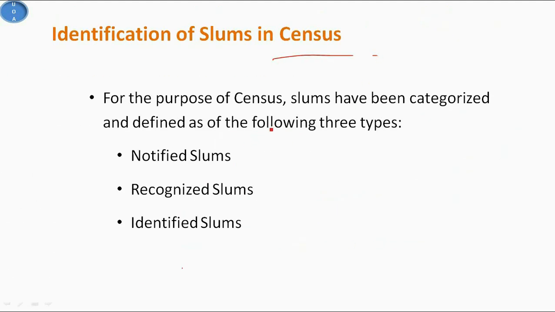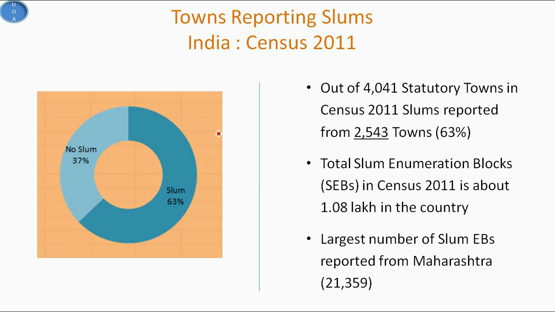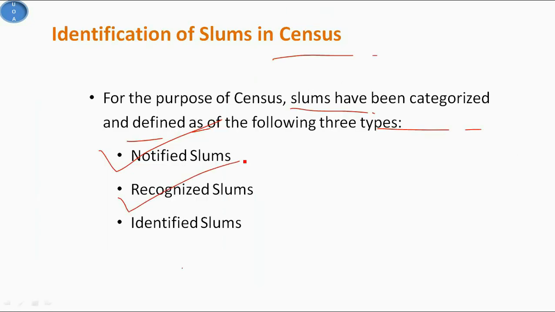Now we see the identification of slums in the census. For the purpose of census, slums have been categorized and defined as the following 3 types. The first type is the notified slums: all notified areas in a town or city notified as slum by the state or union territory administrations or local government under any act, including a slum act. The second type is the recognized slums: all areas recognized as slum by the state, UT administrations or local government, housing and slum boards, which may not have been formally notified as slums under any act.